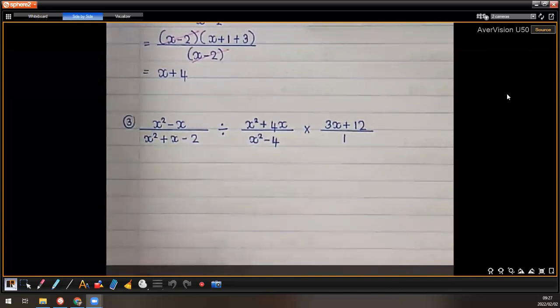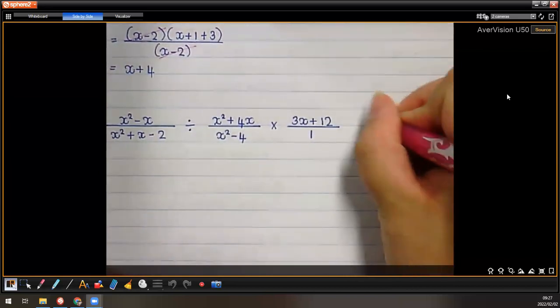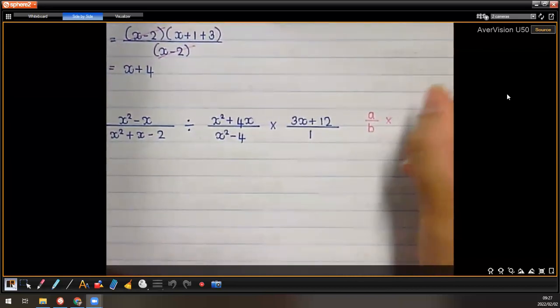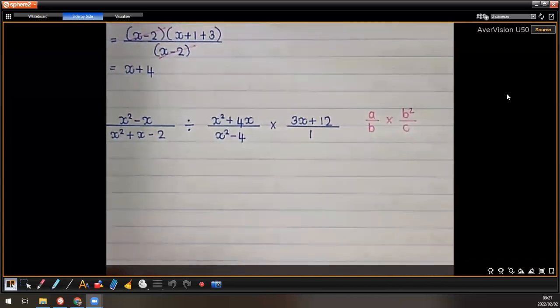Okay, before we jump into this one, how do we multiply fractions again? If we have a over b times b squared over c, let me do it like that. Come on. Right? I'm just doing an example. I want to hear from someone else, not the regulars. Yes?